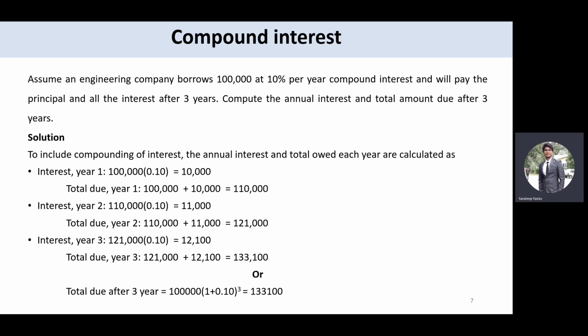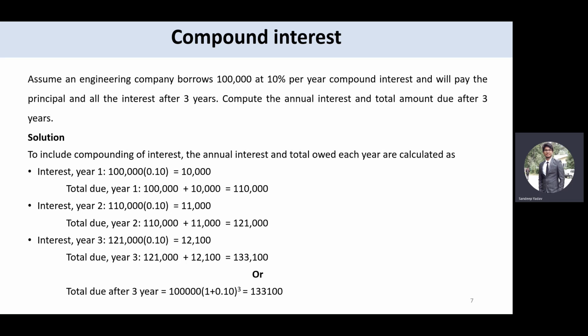Now from year 2, the principal amount changes to the total amount due in year 1, that is the principal plus the interest for the first year. From the second year onwards, we multiply by 0.1, that is the interest rate, and the interest will come to 11,000 rupees. So the total amount due will be principal plus interest, that is 1,21,000.